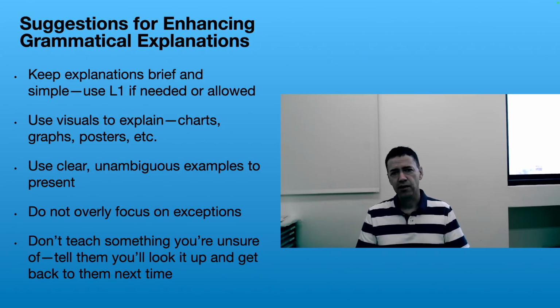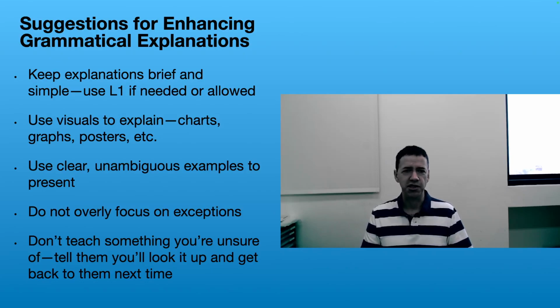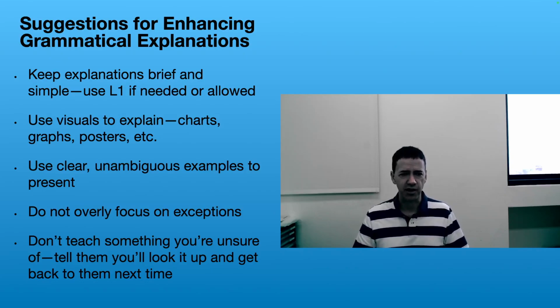Okay, so now let's talk about actually explaining the grammar to your students. Okay, so here's some suggestions. First of all, keep your explanation brief and simple, and use your L1 if needed or allowed. Of course, it's allowed here. I've watched a lot of teachers teach grammar, and they spend a lot of time talking about the rules. If you talk too much and make it too complicated, you've lost your students. They're not going to be able to follow. Even if you use Chinese, it's too much. Nobody likes to listen to grammar for too long. It's hard to keep your focus. So keep it brief, keep it simple, and then give them a chance to use it.